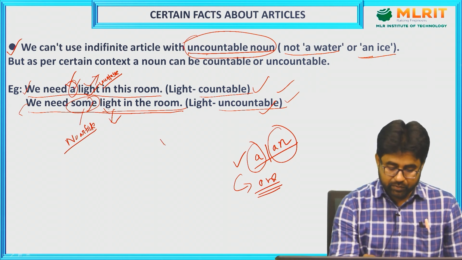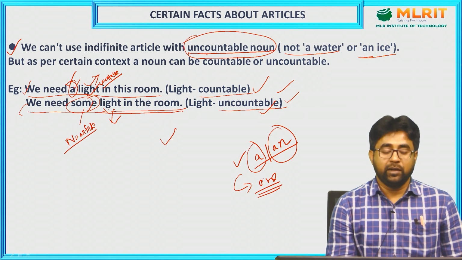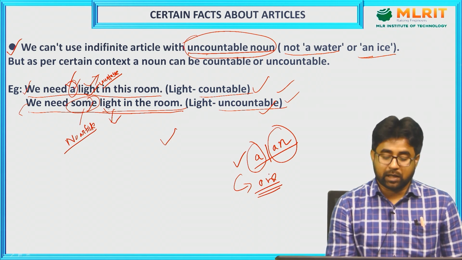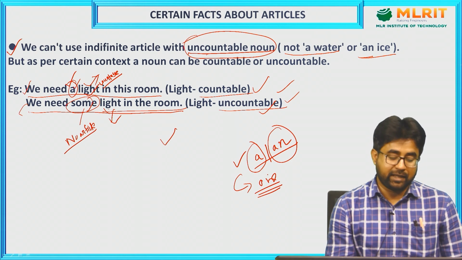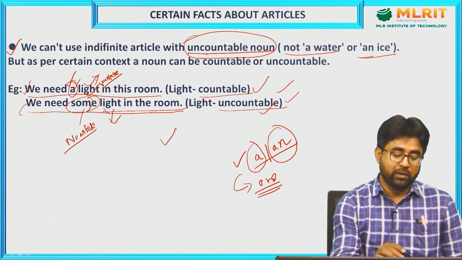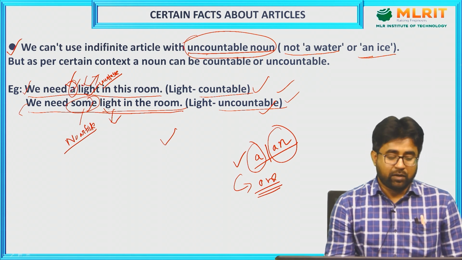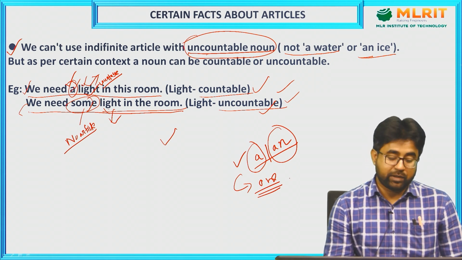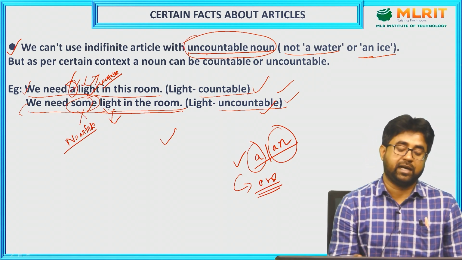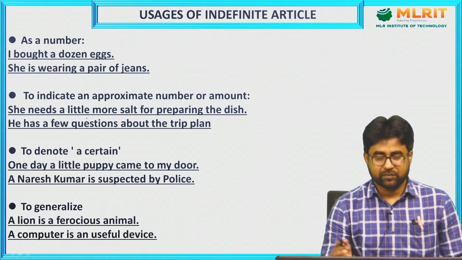So what you need to keep in mind while dealing with a noun is that whether the noun is countable or uncountable depends on the context. So we need to analyze the context and decide whether the noun is countable. If it is countable, we can use indefinite article a or an according to the sound, and if the noun is uncountable, we are not supposed to use any article. Fine. So let's move to the next part.